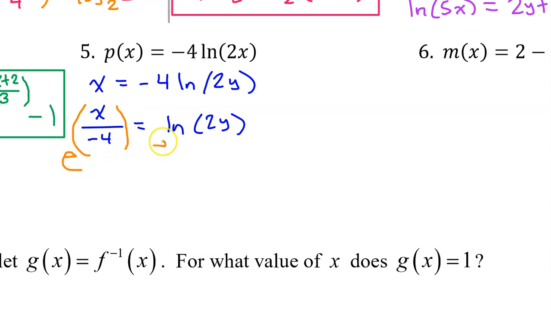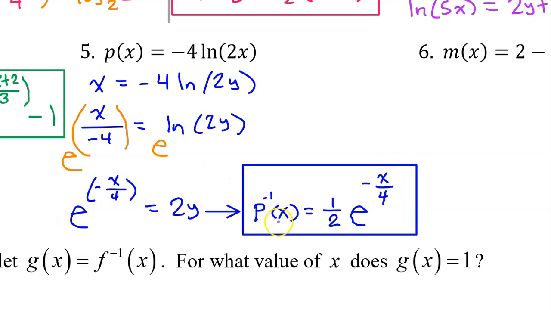We can make the natural log go away by dropping a base e on both sides of this equation. I'm just going to recopy the left-hand side. So we have e to the, and I think I'll just write this as negative x over 4 power. And on the right-hand side, the e and the ln cancel each other out, and we are just left with 2y. So the last step is to divide both sides by 2. I think I will write it with a 1/2 in the front. Instead of writing y, let's put P inverse is equal to 1/2 e to the negative x over 4 power.